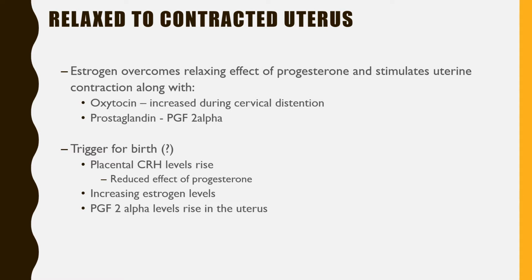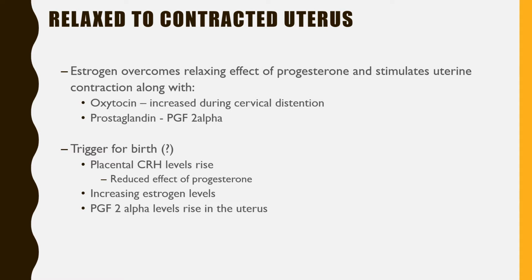So you have three players here. You have the estrogen, which is increasing that excitability, causing the gap junctions to form and softening the cervix. Once the cervix starts to stretch, oxytocin gets released. Oxytocin acts very effectively because estrogen increased the density of its receptors on the uterus. And then the prostaglandin is also released in response to the oxytocin, and that also augments the effects on contractility.